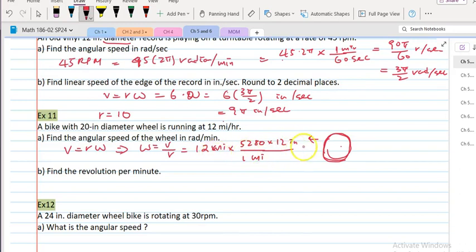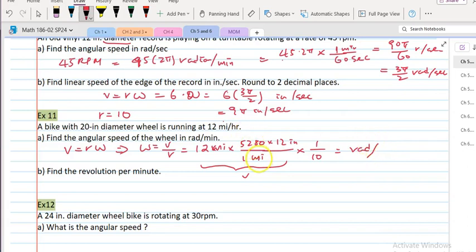So this is V. Okay, I'm going to erase this. So this is still V, but changing the unit to inches. I know the radius is, times 1 divided by R. R is 10 inches, right? So this would give me radians per minute.